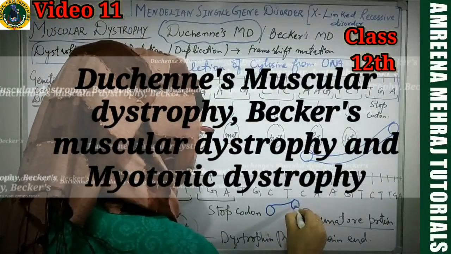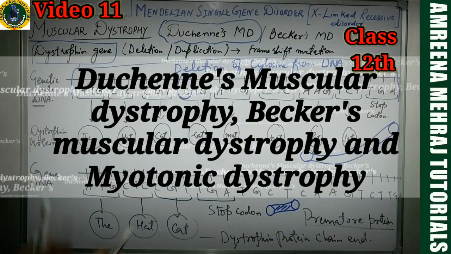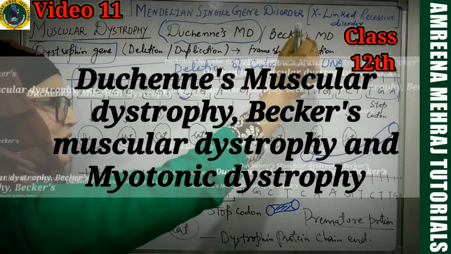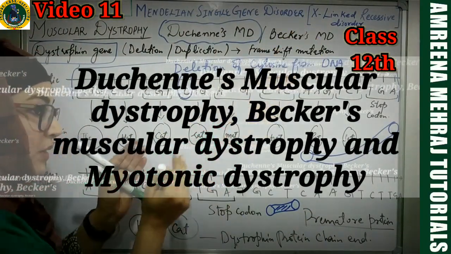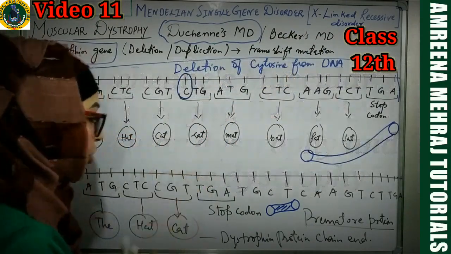Very small in size. That's what I told you earlier. The mutated dystrophin protein is short and it will not be able to bind to the dystroglycan complex. Consequently, the short dystrophin protein will not be able to fulfill its job.